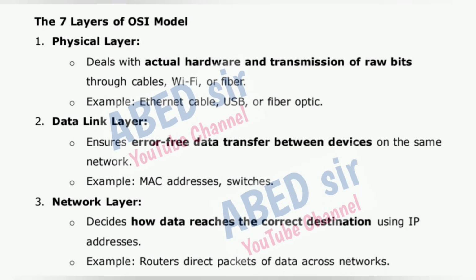The 7 layers of OSI model. 1. Physical layer, deals with actual hardware and transmission of raw bits through cables, Wi-Fi, or fiber. Example, Ethernet cable, USB, or fiber optic. 2. Data link layer. Ensures error-free data transfer between devices on the same network. Example, MAC addresses, switches. 3. Network layer. Decides how data reaches the correct destination using IP addresses. Example, routers direct packets of data across networks.